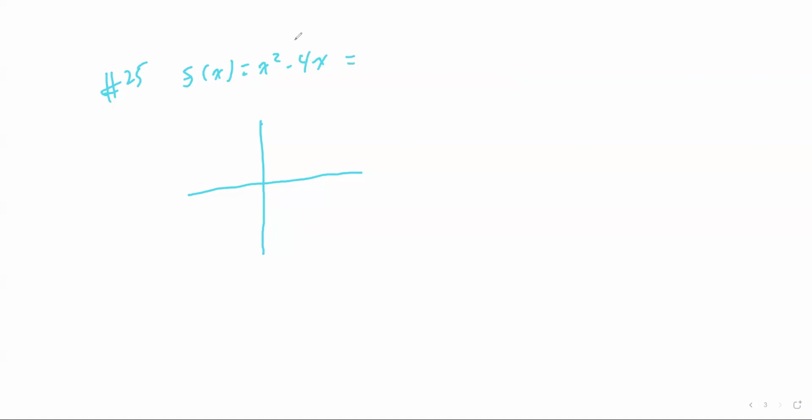You would typically have to write this into vertex form to get it that way. But to save ourselves some time, I'm just going to factor. So I'll pull out an x right here. And then when I set these equal to 0, these represent my x-intercepts. So when I'm graphing them, I will get a point at 0 and at 4.